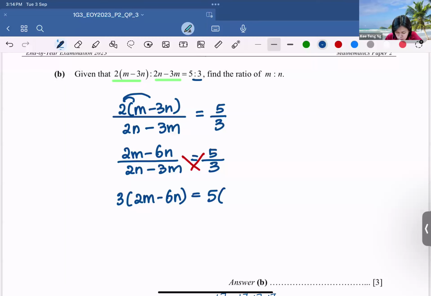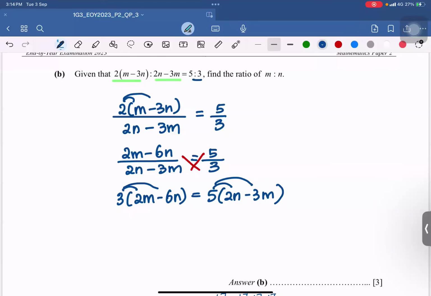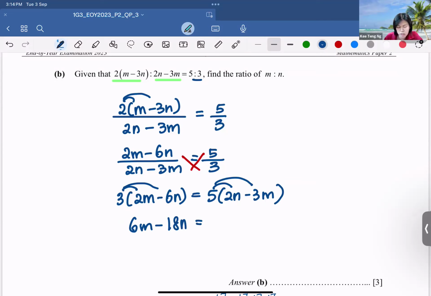Let me randomly call some name. UB, can you help me expand this? 6n minus 18n. Okay, next one.